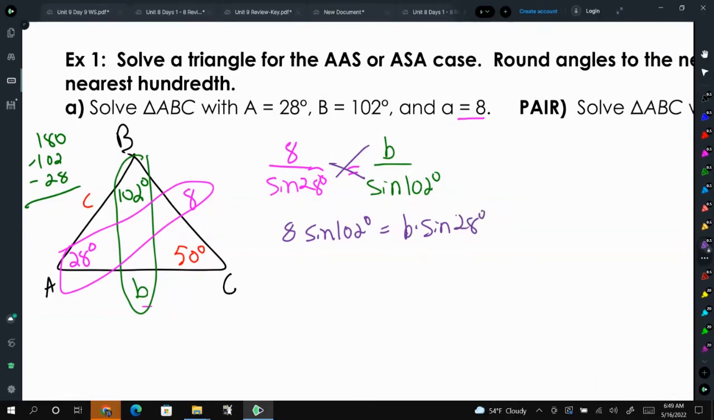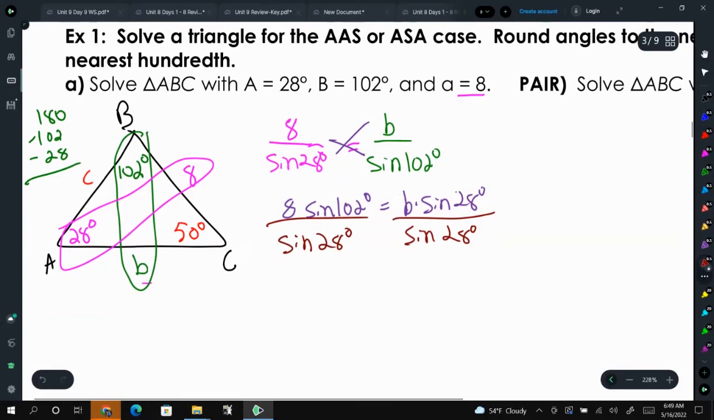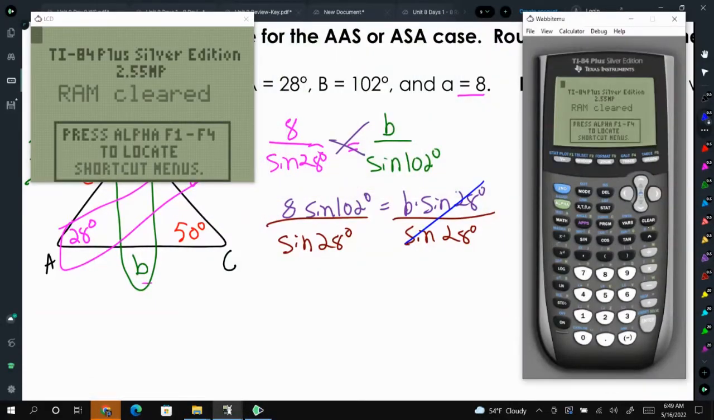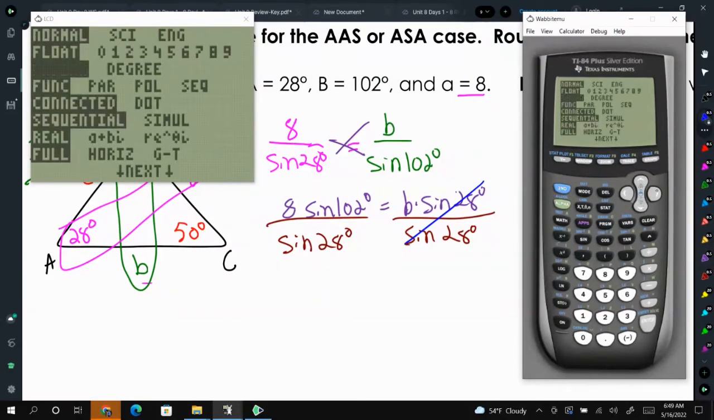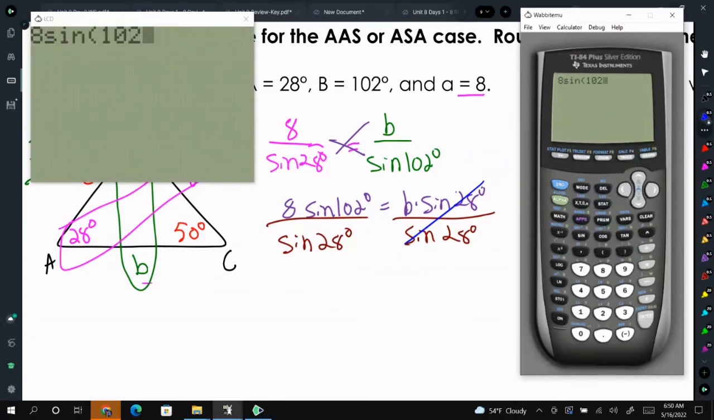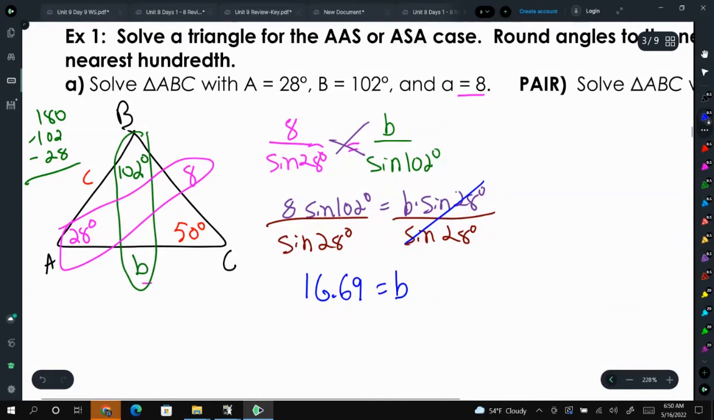Now I'm not going to type in the left side on the calculator. I'm going to divide both sides by sine of 28 degrees first. The reason I'm doing this is so that we get the most accurate answer, so we're not rounding early. These cancel over here, and then pay attention carefully to how I type this into the calculator. First, I'm going to make sure I'm in degree mode because my angles are in degrees. So 8 times the sine of 102, close the parentheses, divided by sine of 28 degrees. And that gives me 16.668, so that's going to be 16.69. And that is the side length of B.